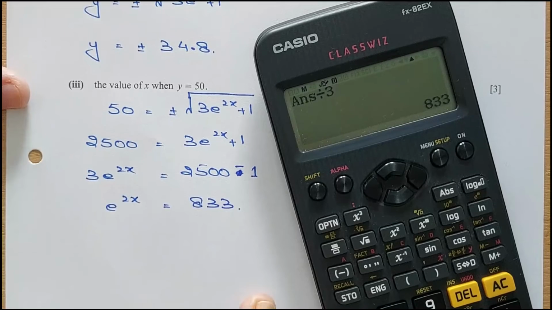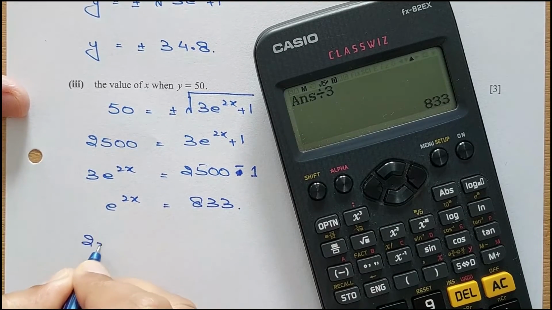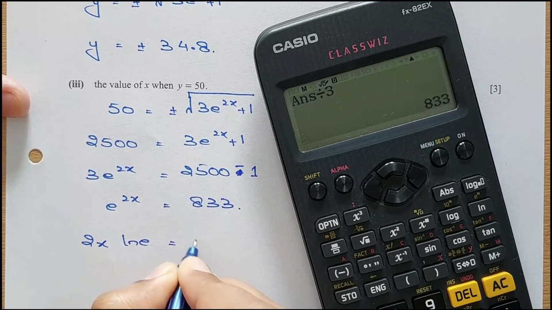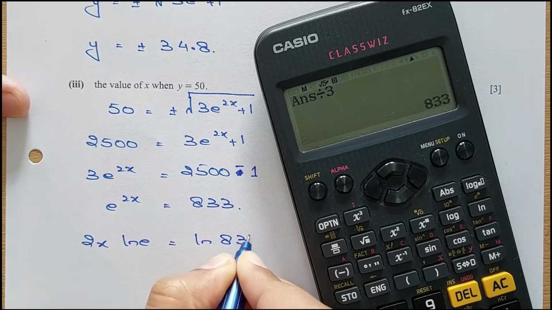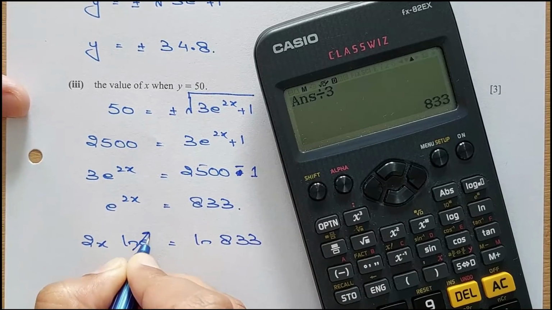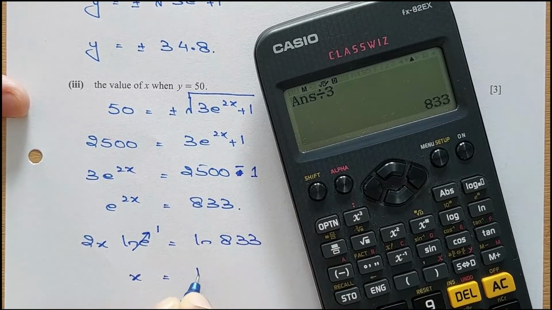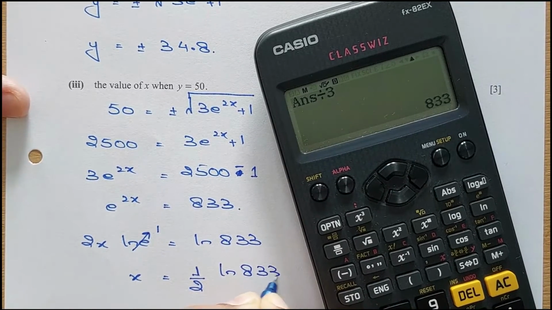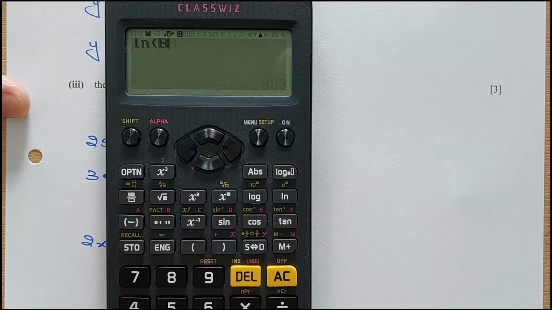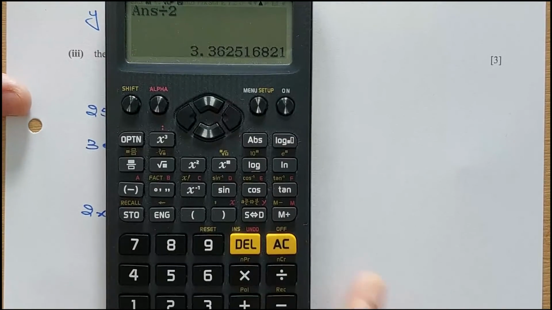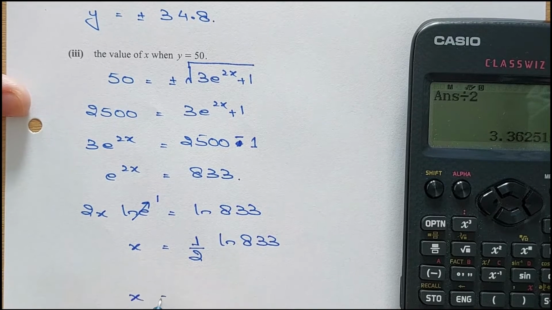Now taking natural log on both sides. So 2x natural log of e equals natural log of 833. And natural log of e is just 1. So x equals 1 by 2 natural log of 833. Natural log of 833 divided by 2, we have 3.36. x equals 3.36.